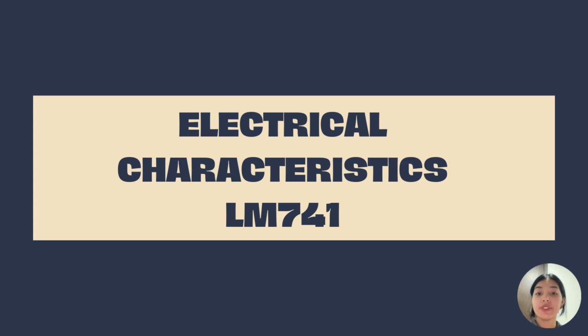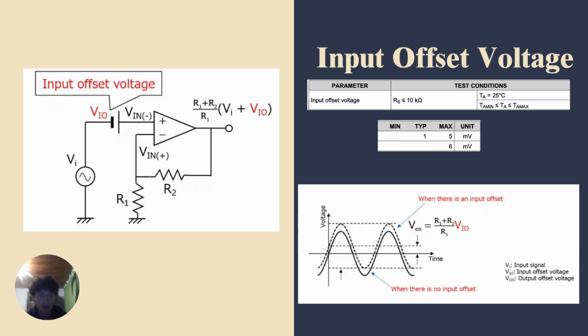Now let's get into the electrical characteristics or parameters of the LM741. Okay, so first one, we have the input offset voltage. Imagine an ideal op-amp. The voltage at its inverting and non-inverting terminals should be exactly the same when no input signal is applied. In other words, if the input differential voltage is equal to 0 volts, the output should also be 0 volts. However, in real-world op-amps, due to small mismatches in internal transistors during manufacturing, there's always a slight voltage difference between the two input terminals. This small unwanted voltage is called input offset voltage.